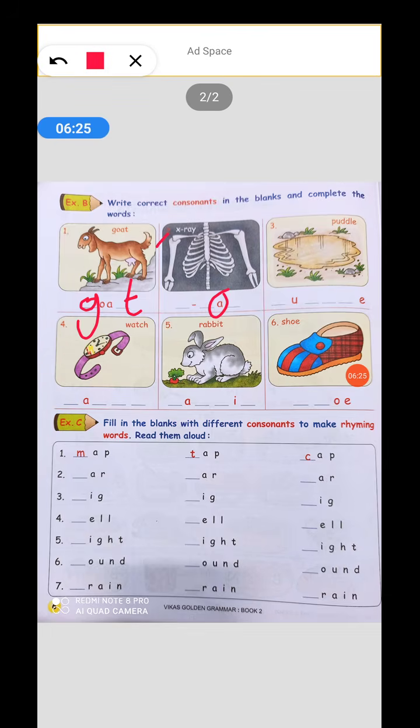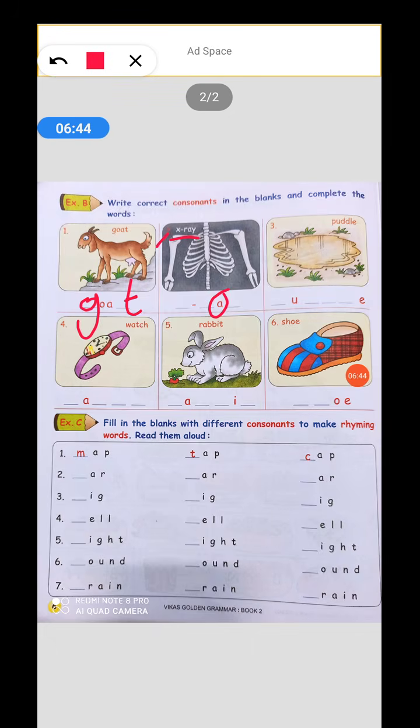Consonants. What do we have to write? Consonants. The vowel words are already given here. Just like in the first exercise, what was given there? Consonant words. And what did we have to write? Vowel words. Same here, they have given vowel words. We have to write consonants, and the spelling is here too.